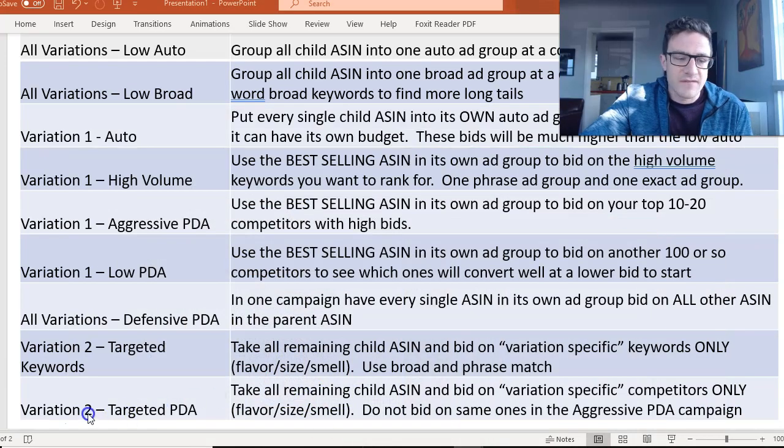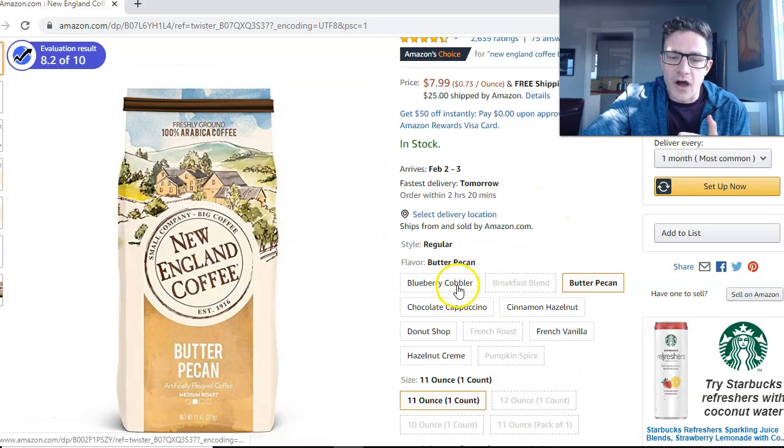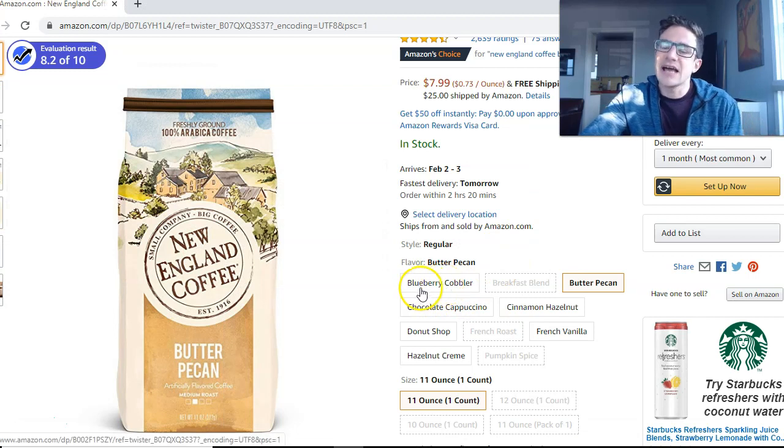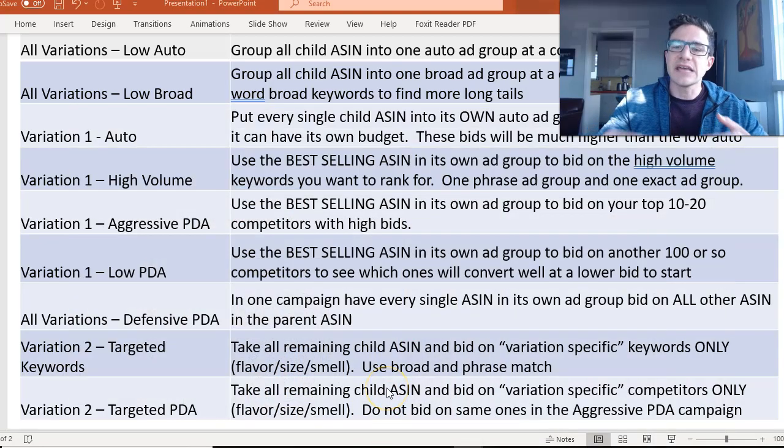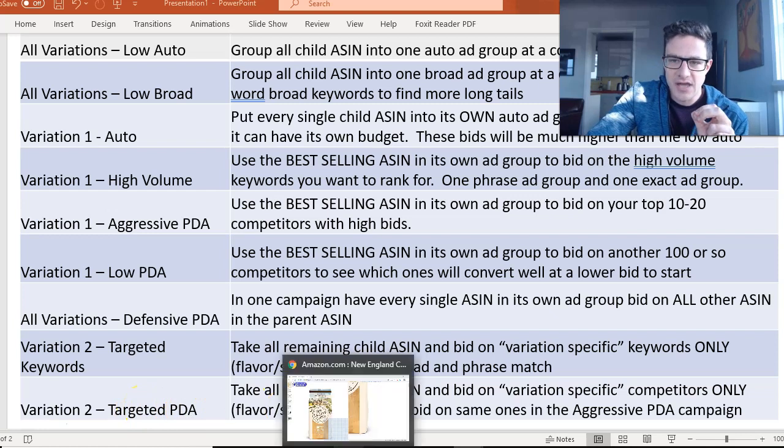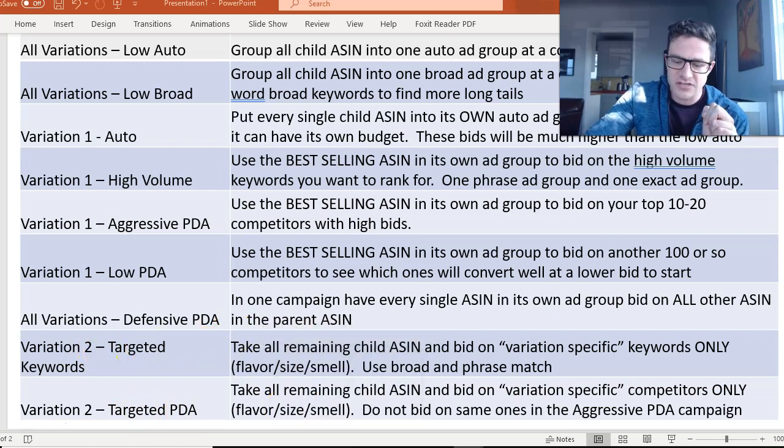So similarly, variation 2, targeted PDAs. Find all of the other blueberry coffees and bid on them with the PDA, because that's going to convert way better than if you take your breakfast blend and bid on blueberry coffees. All right? So it's a lot to set up in the beginning, but once you get this down, it's so easy to manage because these variation campaigns convert so well because you just took a little bit of time to put into them, and now they're going to start to pay off.